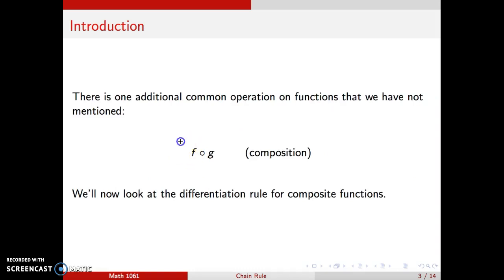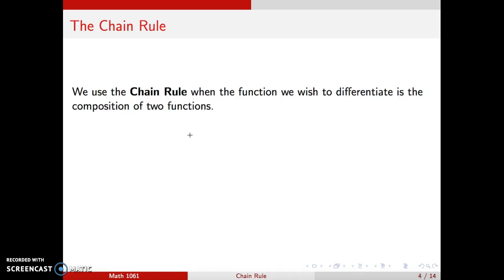So there's one additional operation on functions that we don't have in numbers, but we want to look at that now, and that's composition. So we're going to look at the differentiation rule for composite functions, or if you have a composition of two functions. And that is called the chain rule. That's the title of these slides, this video, if you like. So we use the chain rule when the function that we want to differentiate is the composition of two functions, or is a composite function.